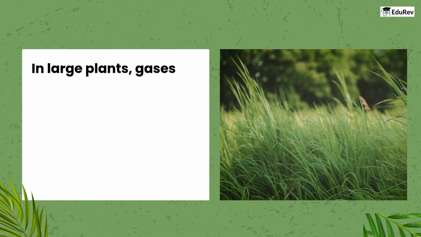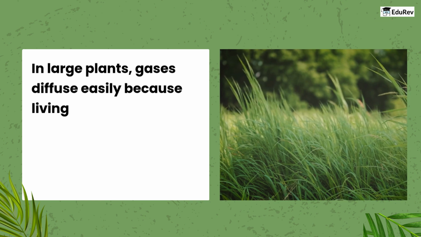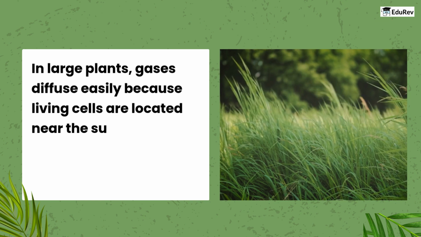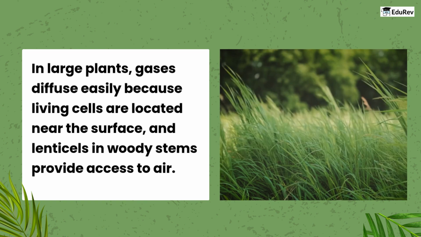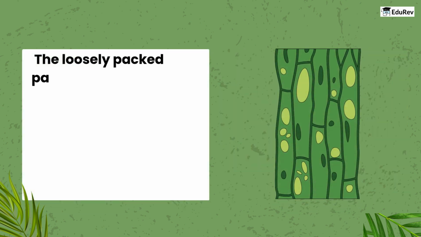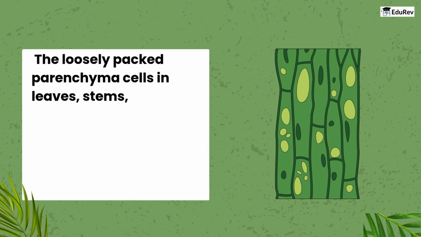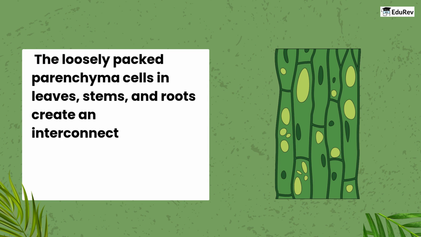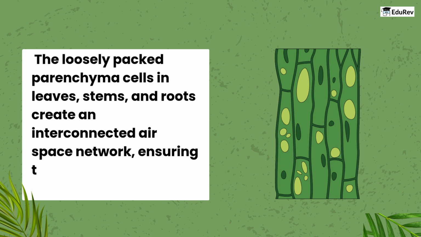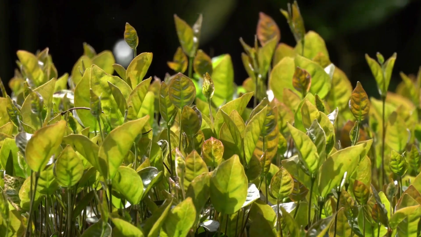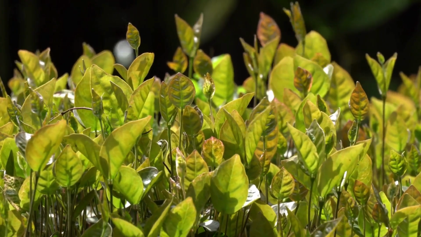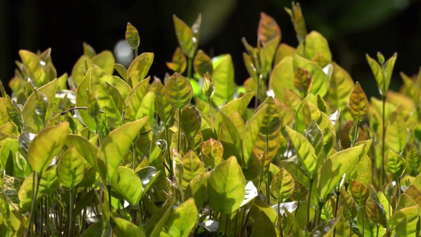In large plants, gases diffuse easily because living cells are located near the surface, and lenticels in woody stems provide access to air. The loosely packed parenchyma cells in leaves, stems, and roots create an interconnected airspace network, ensuring that most plant cells are in contact with air. This is why plants do not require specialized organs for respiration.